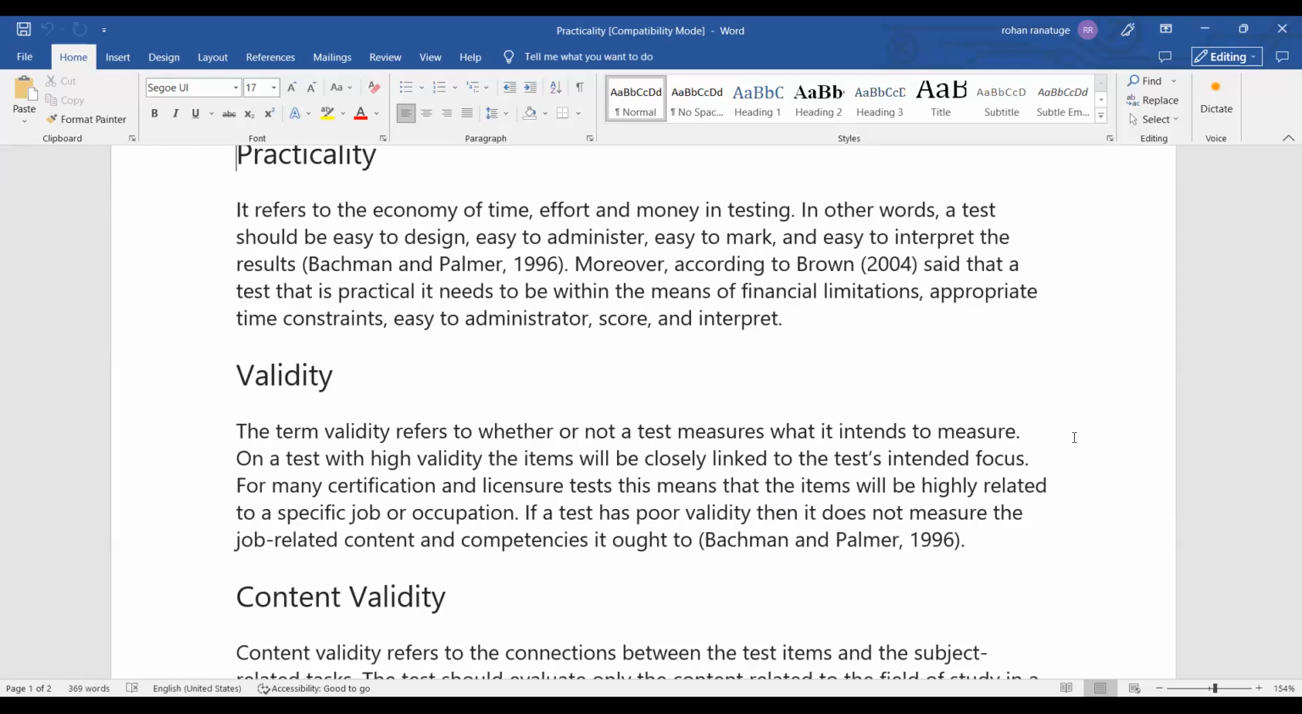And if it's the local driving test, and the question is about air traffic control, it's not a valid test. It should test what we really want to test.